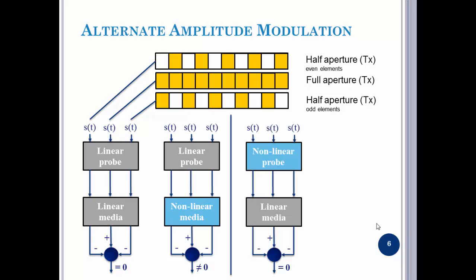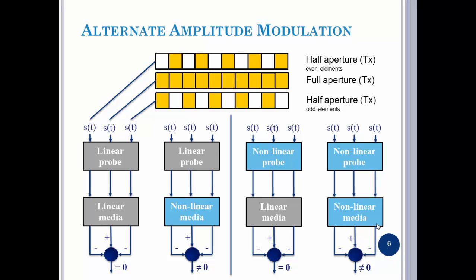What is interesting is that even if the probe is nonlinear, because the process of summation is linear, it's always the same signal. You should have 0 for a linear medium, and for a nonlinear probe and a nonlinear medium, something different from 0. This method is already applied on piezoelectric, and even the previous method of amplitude modulation is not really applied now, because this one is more precise.